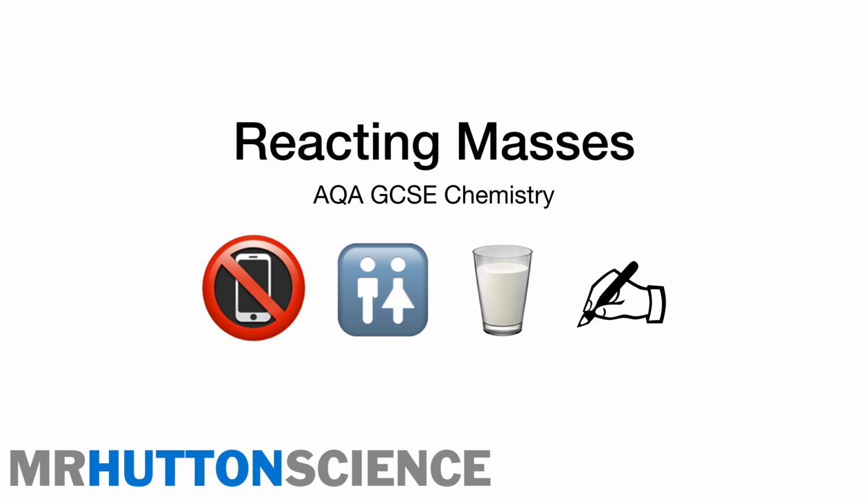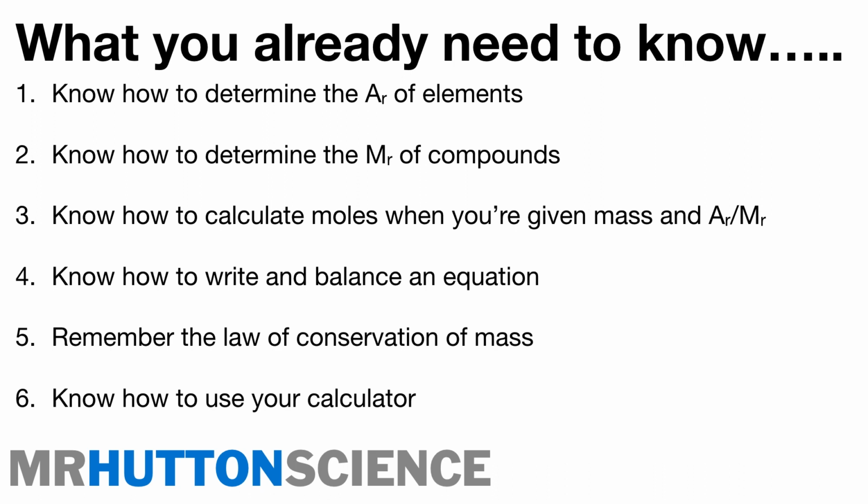Right, let's get going. So what you know already, or what you need to know. There's several things you need to know when we're looking at reacting masses. You need to be able to determine the AR or MR, so AR of elements or MR of compounds, so you need to be able to use the mass numbers from the periodic table to find out the AR of elements and the MR of compounds. If you're unsure about those two phrases, then go back and look at the video on moles and that should clear things up for you.